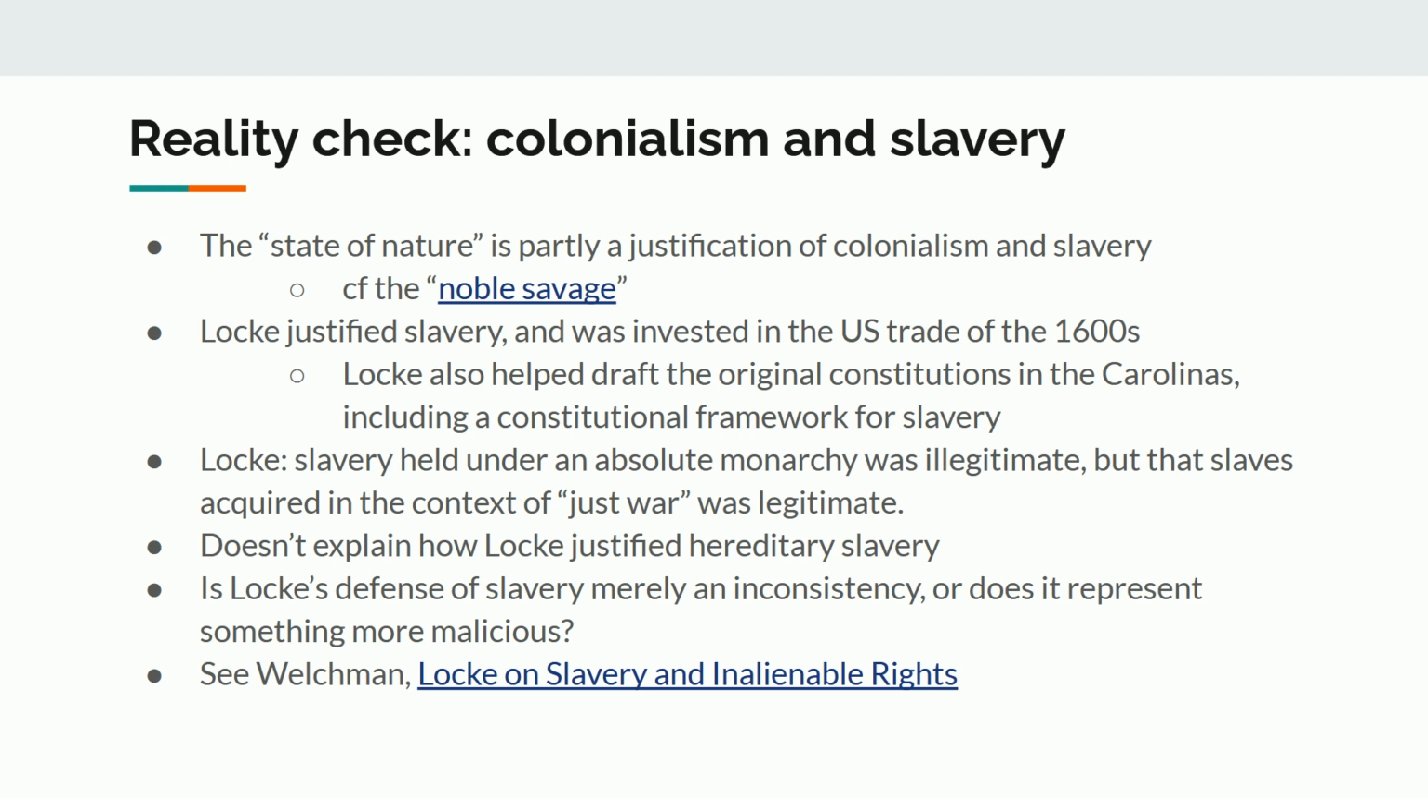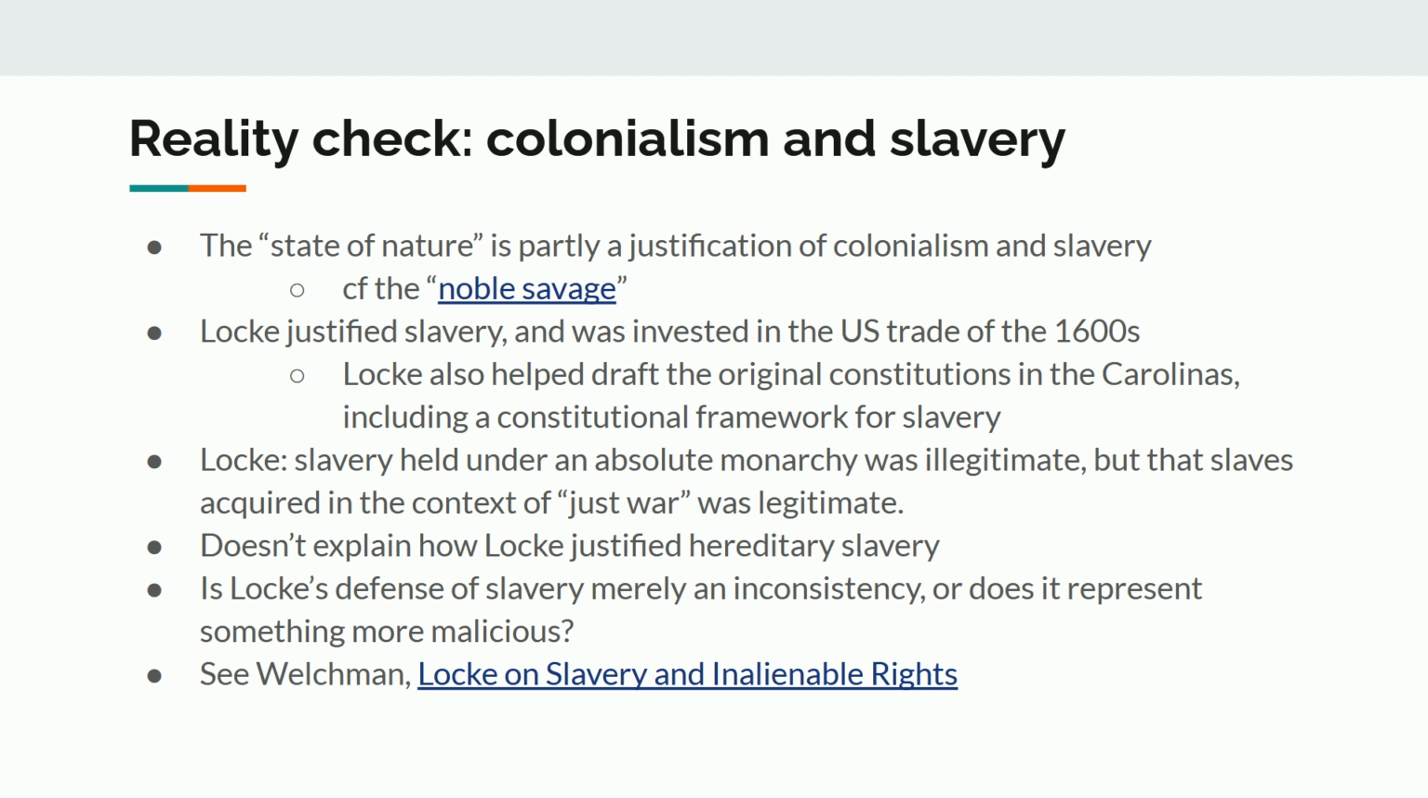Locke doesn't defend this kind of slavery in his writings, and so there's a lot of scholarship about how much Locke actually justifies this. How much does Locke think this sort of practice is justified? To what extent is Locke culpable or morally responsible for his contributions to hereditary, racialized slavery in the United States, even though he doesn't explicitly justify that theoretically in his writings? Is this just an inconsistency? Is there something more sinister going on?